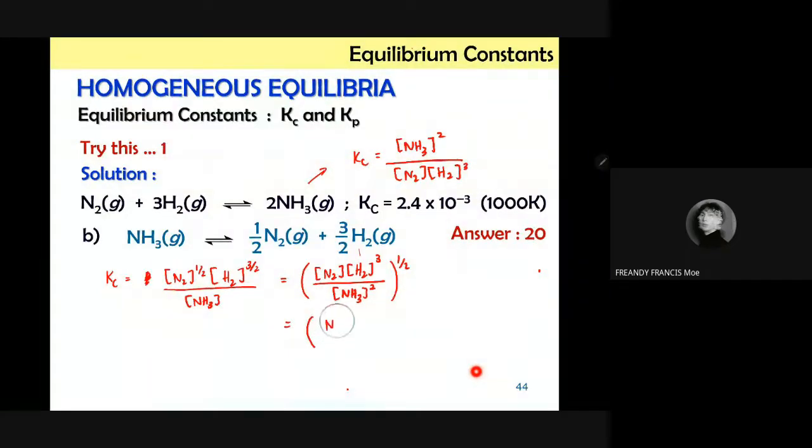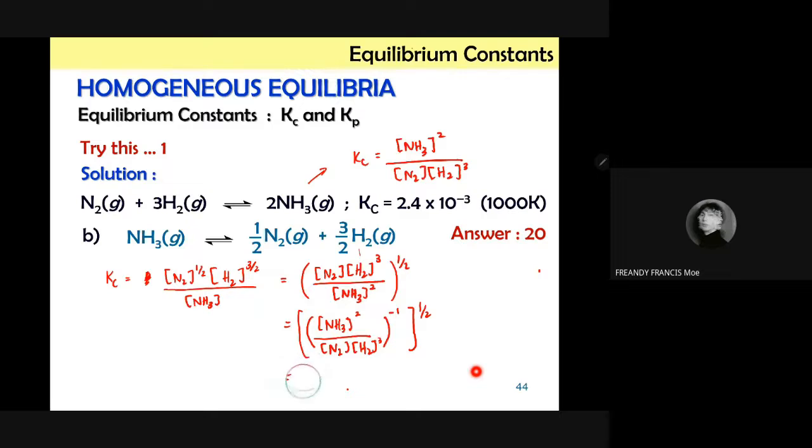bracket [NH3] bahagikan square [N2][H2]^3 to the power of -1. Ini to the power of -1 dapat yang atas. Dan ini ada kuasa lagi 1/2.